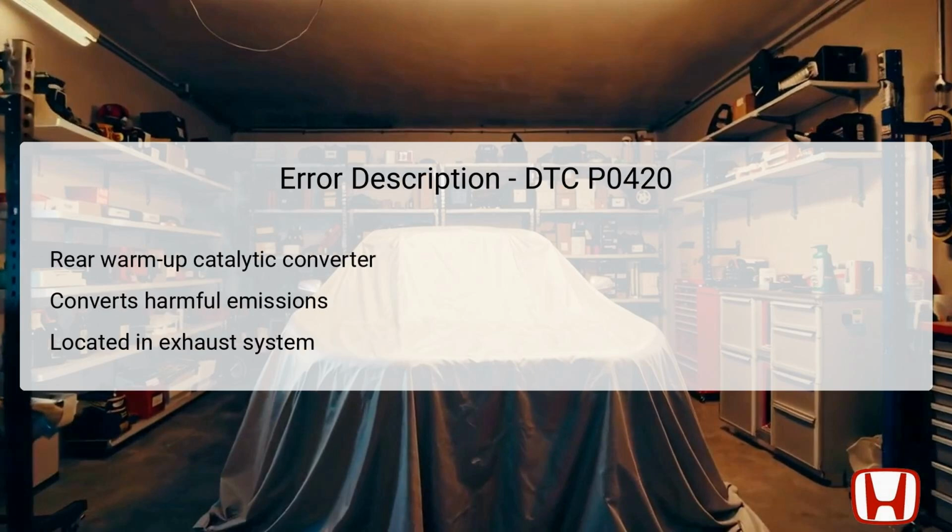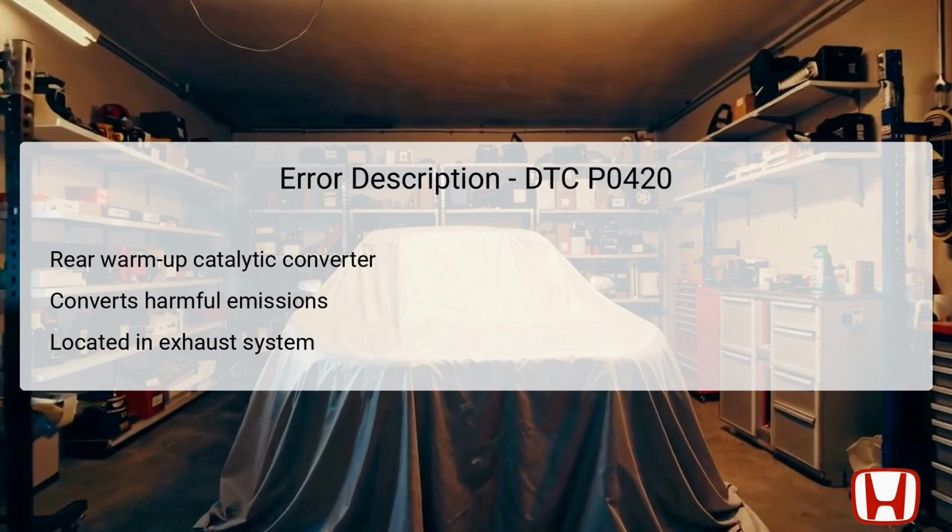DTC P0420 addresses the performance of the rear warm-up three-way catalytic converter, WUTWC, located in the vehicle's exhaust system, specifically on Bank 1. This component is essential for the reduction of harmful emissions, transforming hydrocarbons, carbon monoxide, and nitrogen oxides into water vapor, carbon dioxide, and dinitrogen. Positioned after the engine exhaust manifold, the WUTWC ensures optimal vehicle emission performance.